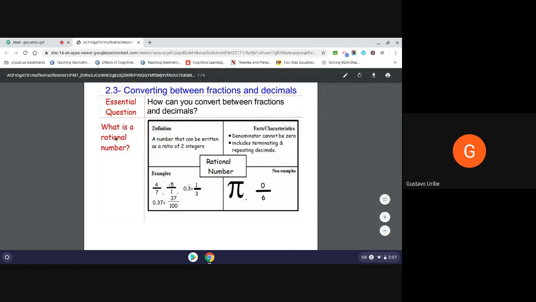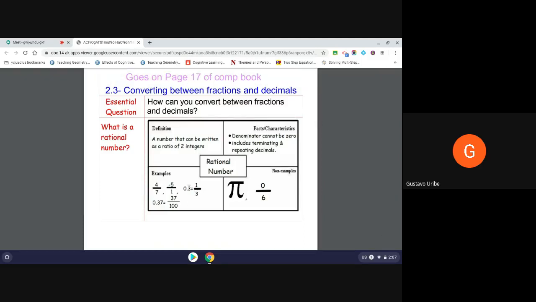First, we're going to talk about what is a rational number. And we're going to use this Frayer model, right? We're going to fill it out. So here in the center, we're going to say rational number. The definition is a number that can be written as a ratio of two integers.